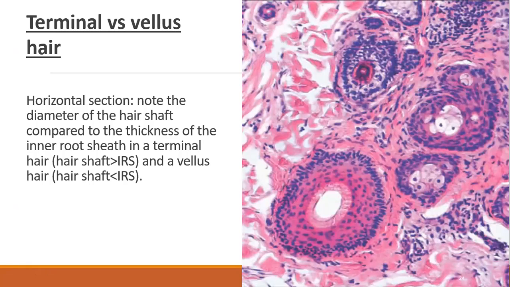Now the terminal versus vellus hairs. In the horizontal section, note the diameter of the hair shaft and the inner root sheath. Usually in terminal hairs, the hair shaft diameter is more than the diameter of the inner root sheath, but in vellus hair, the diameter of the inner root sheath is more than that of the hair.